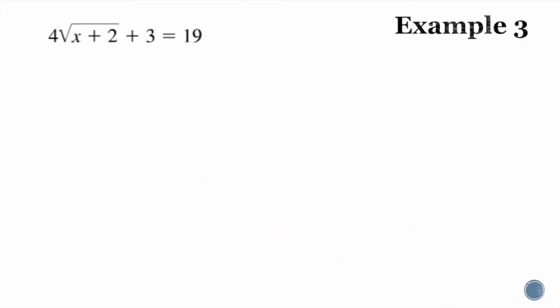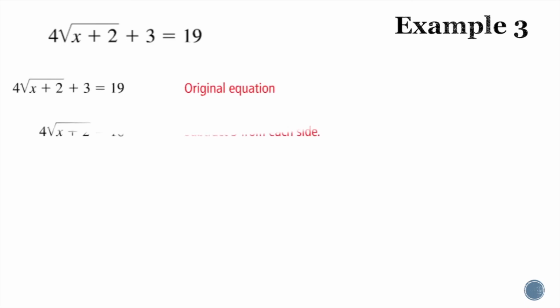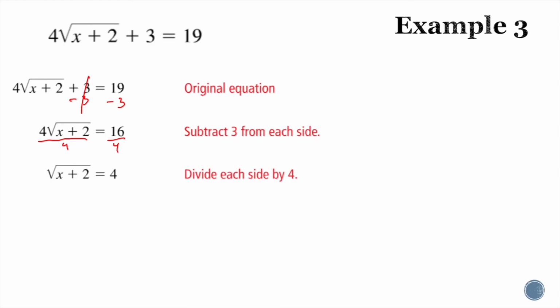Great, let's move on. Here, now it gets a little more complicated, but I promise these are just basic arithmetic that we have been doing since the beginning. So in this case, I want to subtract 3 on both sides, leaving 19 minus 3 is 16. Now I have to get rid of this 4, so I'm going to divide by 4 on both sides. 4 divided by 4 is 1, leaving me with the square root of x plus 2 is equal to 4.